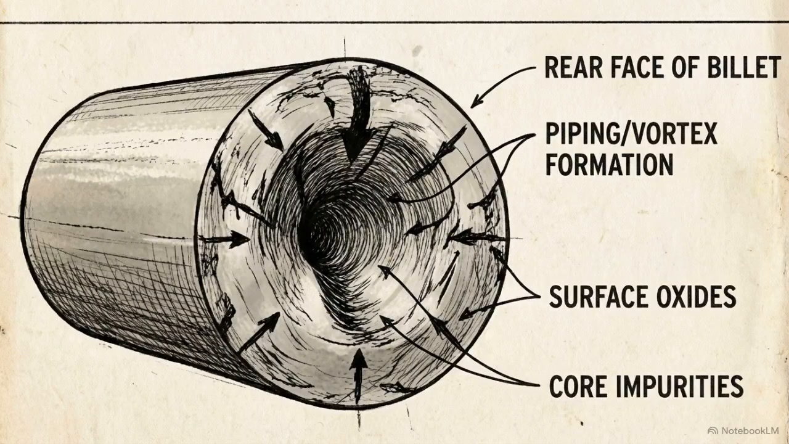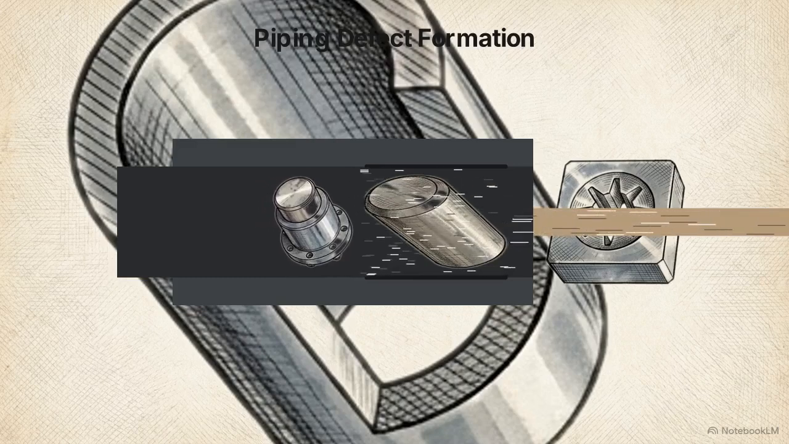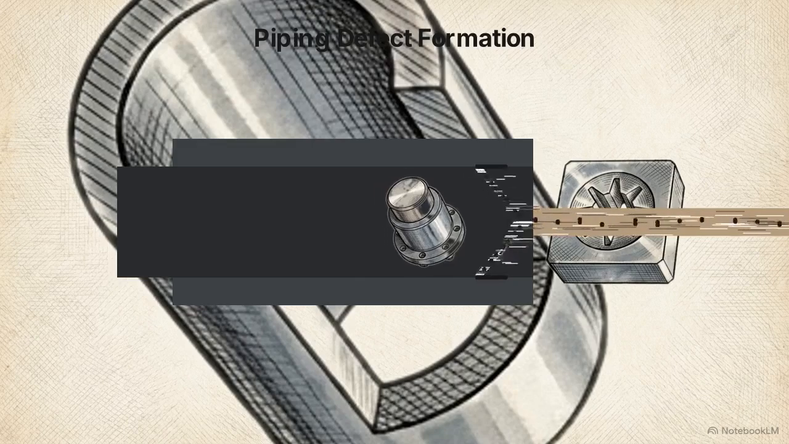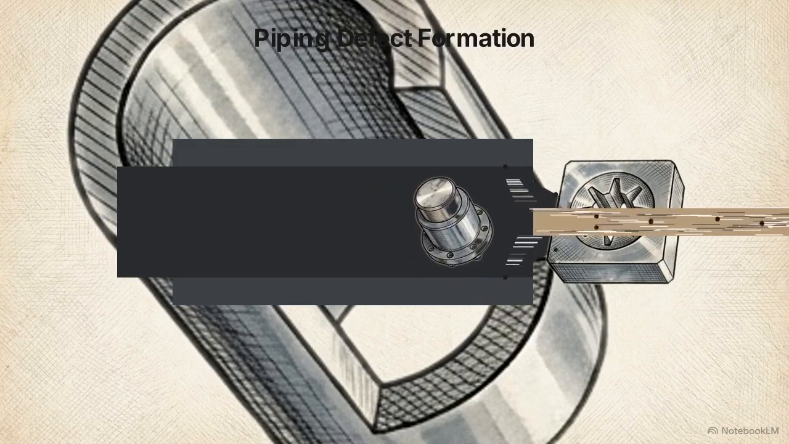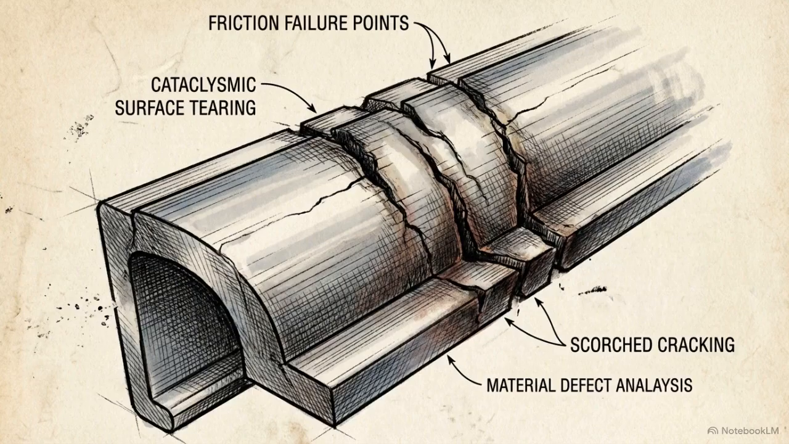A different failure occurs at the rear of the work part, known as piping. At the end of the stroke, the flow changes, forming a sinkhole at the back of the billet. This vortex drags surface oxides and impurities deep into the structural center of the part. Engineers prevent this using an undersized dummy block, which pinches off the metal's outer layer, keeping surface impurities from entering the internal flow.